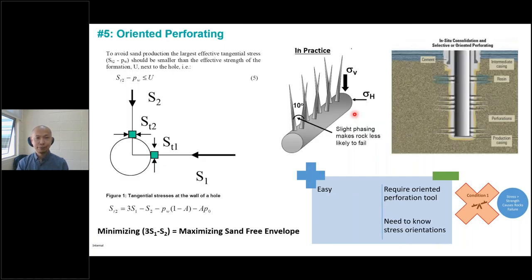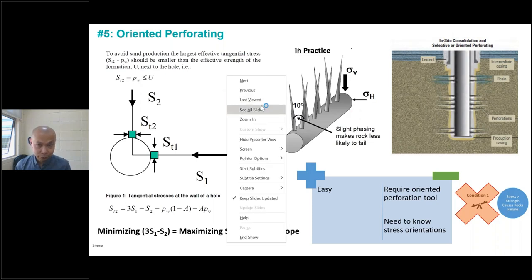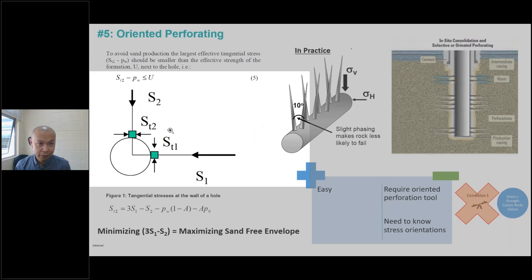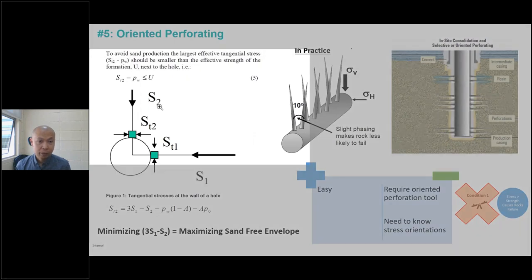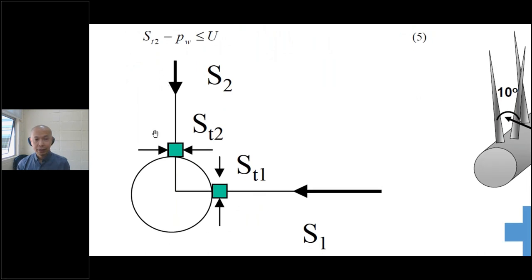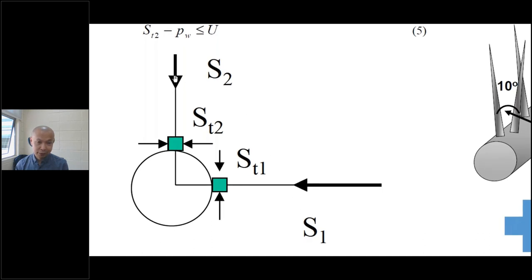Method number five is oriented perforating. Remember when we talked about the stress orientation? Let me zoom in first on this theoretical value. In a wellbore, we convert the maximum and minimum horizontal stress and vertical stress, this orthogonal stress, into polar, so this is how we illustrate that we have a tangential stress. S1 is the highest stress. S2 is the lowest stress.